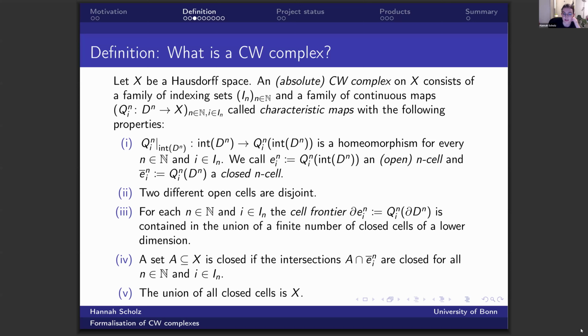The third tells us that the cell frontier, so the image of the edge of the disk, again, this is unfortunately not actually the frontier of the cell, is contained in a finite union of lower cells. And we call this closure finiteness, and this is the C in CW complex. And then property 4 is called weak topology, so the W in CW complex. It tells us how the topology interacts with the cells: a set is closed if its intersection with every closed cell is closed. And lastly, of course, we want the space to be made up of all the closed cells.